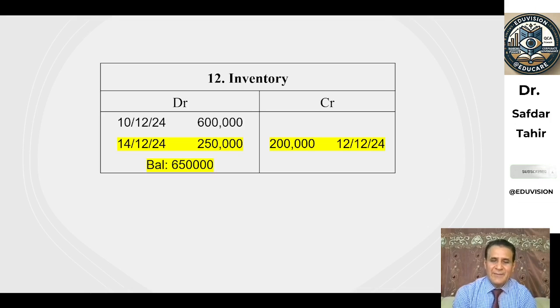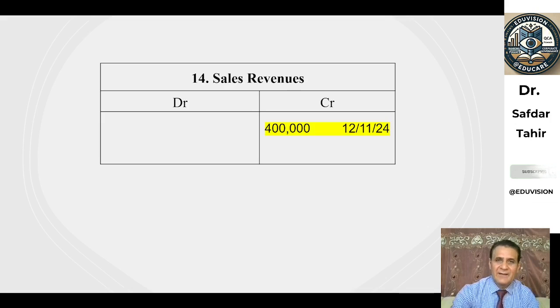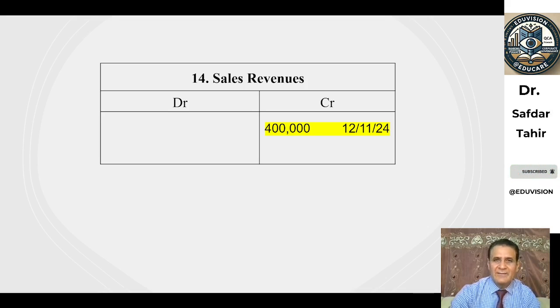For inventory, after incorporating the income statement, we sold some inventory of 2 lakh and we purchased inventory of 2 lakh 50,000. The current balance of the inventory is 6 lakh and 50,000. Similarly, cost of goods sold has a 2 lakh balance, and sales revenue has a 4 lakh account, 4 lakh rupees. This is the credit balance.